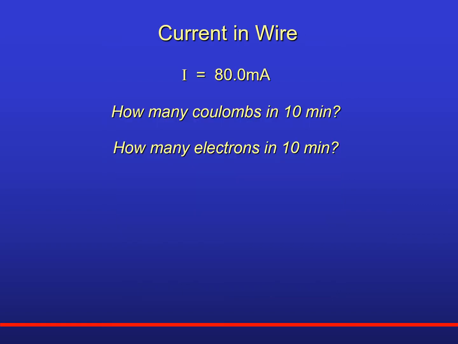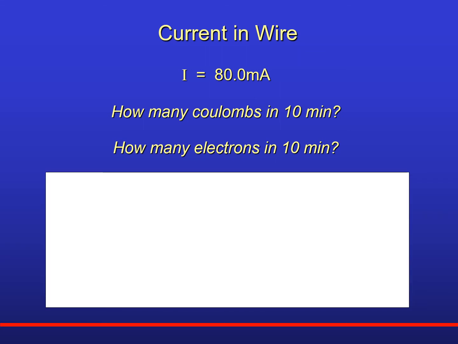Okay, let's do a little calculation here to illustrate how many electrons are involved. Suppose we have a current that is 80 mA. mA stands for milliamp. Milliampere, most people say milliamp. How many coulombs would go through that wire in 10 minutes? Coulombs of charge. How many electrons went through that wire in 10 minutes?